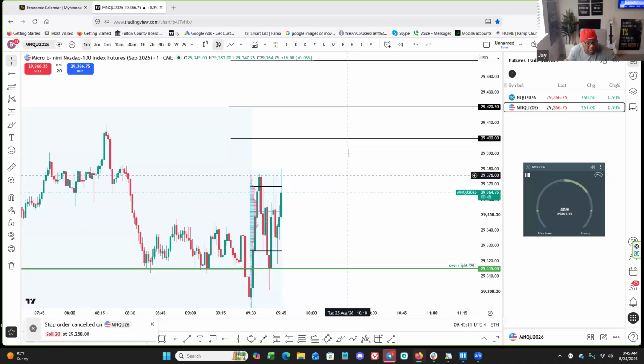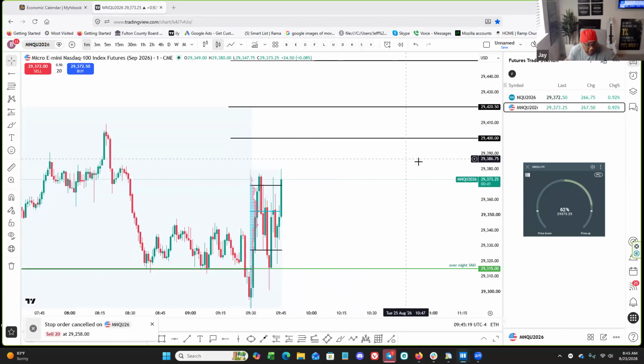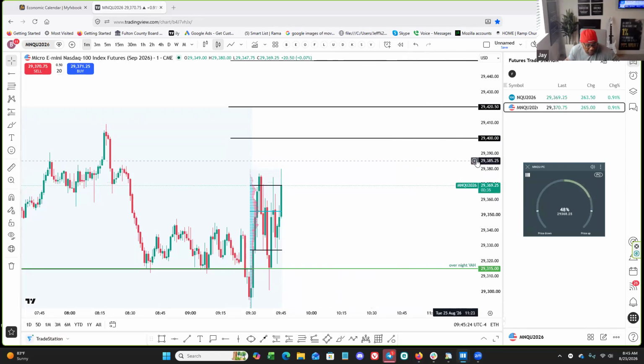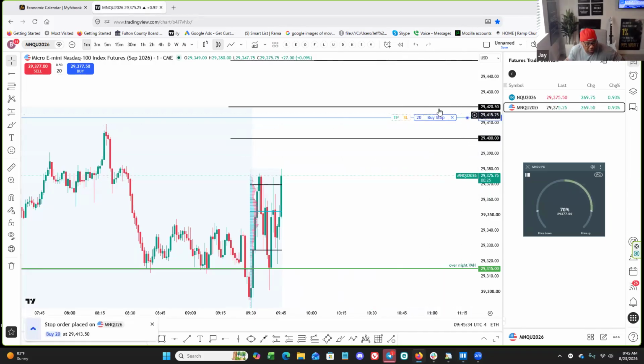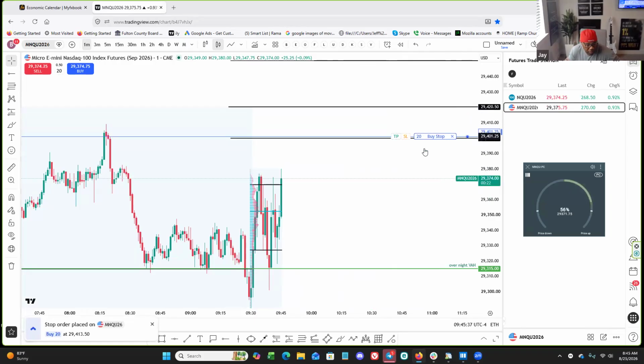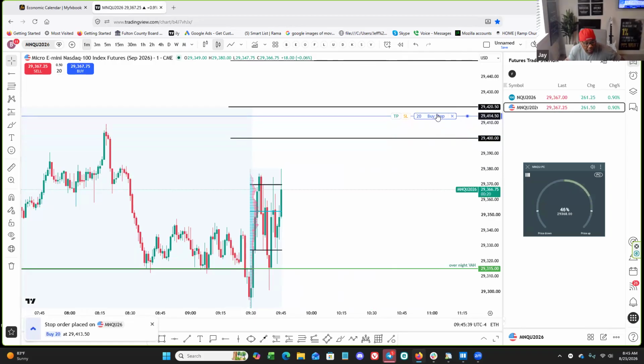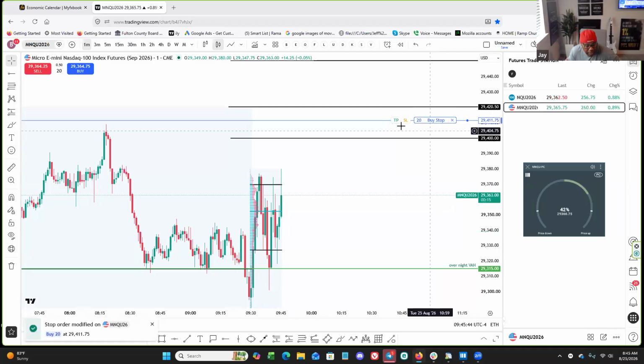All right. How many minutes on that candle? 38 seconds left on that candle. I think we could get a move to the upside. We could. It's possible. I have to wait.